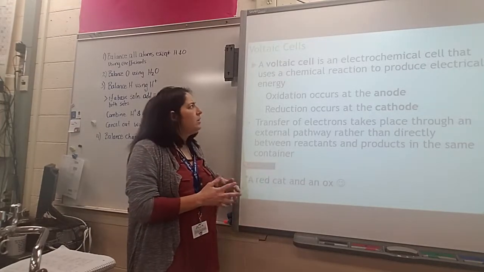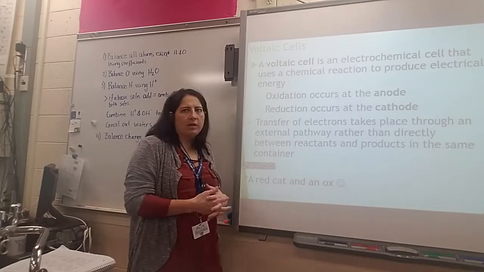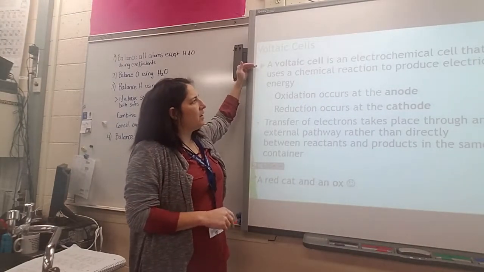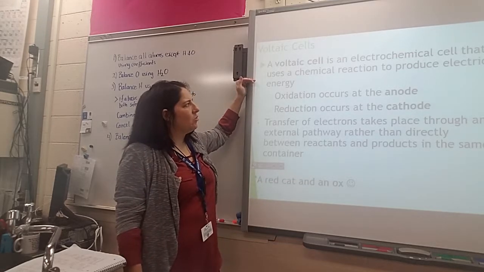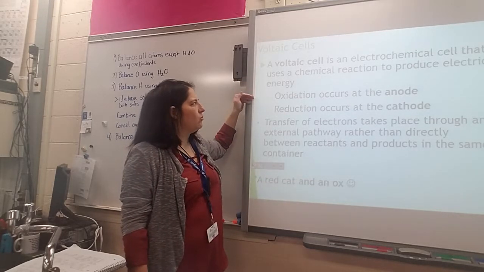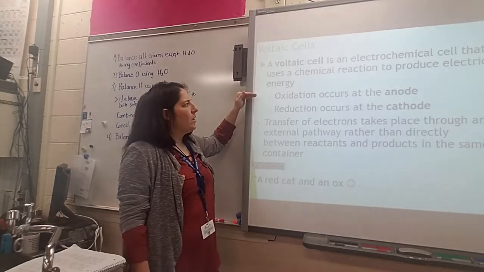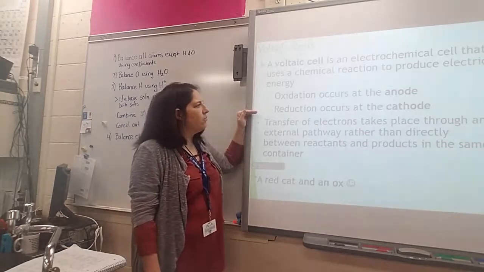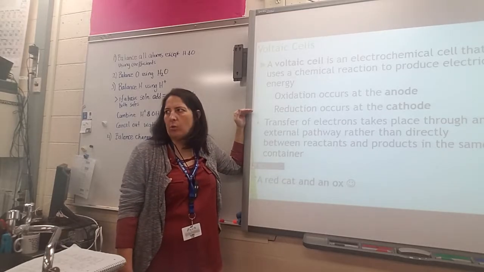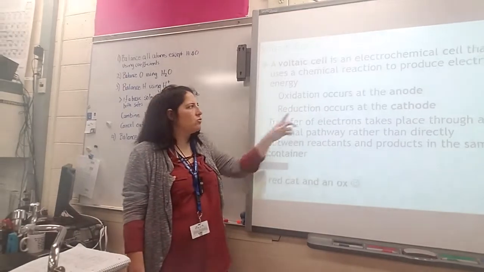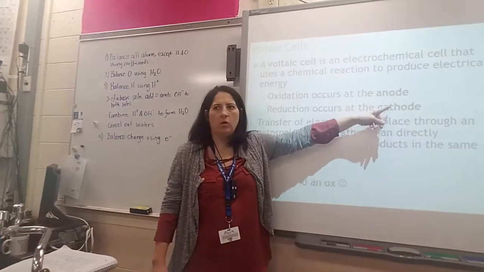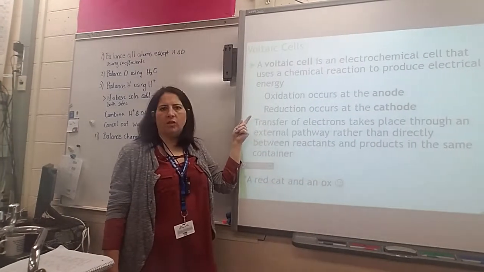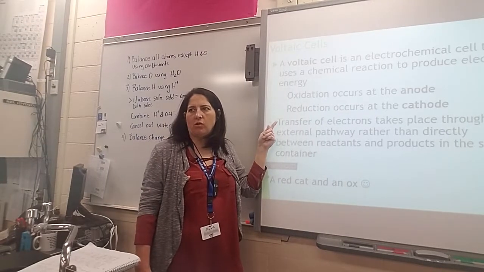Voltaic cells, like I said, are more commonly known as batteries. They are an electrochemical cell that uses chemical reactions to produce an electrical current. We have oxidation that's going to occur at the anode, and reduction that occurs at the cathode. So these are two new terms to you, anode and cathode. But oxidation and reduction, you should be familiar with those now.